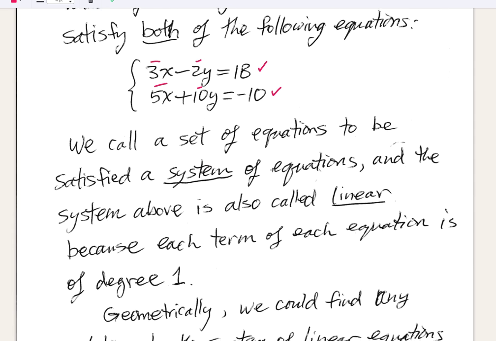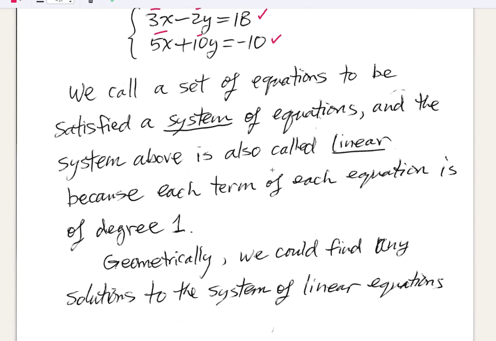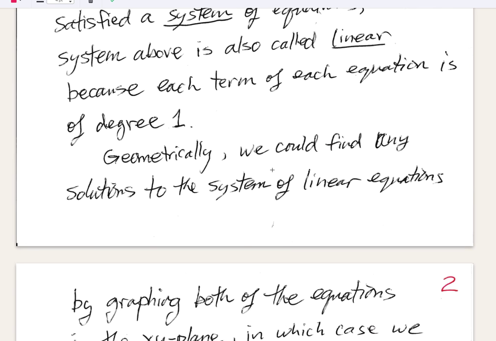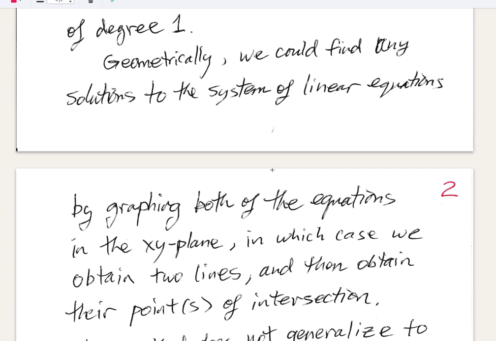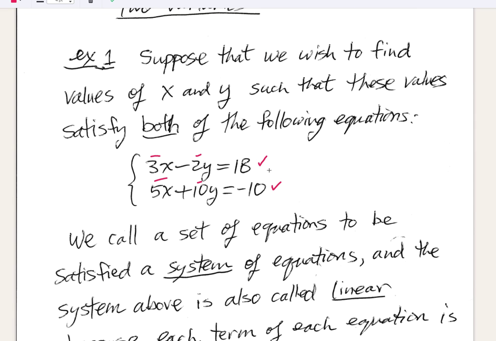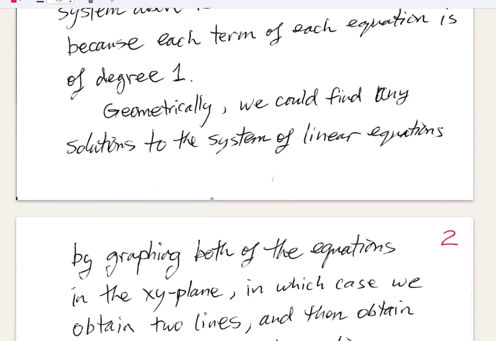Now, geometrically, we could find any solutions to a system of linear equations, such as this, by graphing both of the equations in the xy plane, in which case we would obtain what? Two lines. If we were to graph this guy, we would get a line. If we were to graph that guy, the set of all values xy satisfying that condition, you guys know that that's a line also. So we would get two lines.